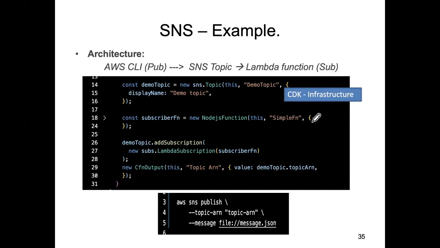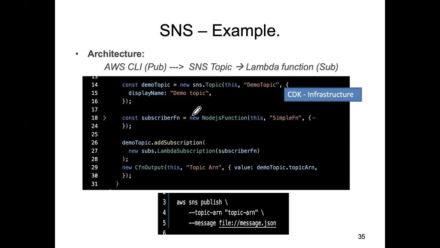Let's have a simple example of using SNS. In the architecture of our example, we're just using the AWS CLI as our publisher, just for convenience. We have an SNS topic, and we've got a Lambda function as our subscriber. This is how we write the infrastructure code. So this is how you create a topic. Pretty straightforward. There's no configuration at this stage of our topic.